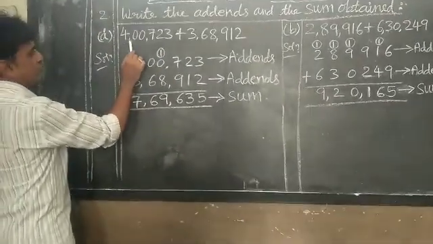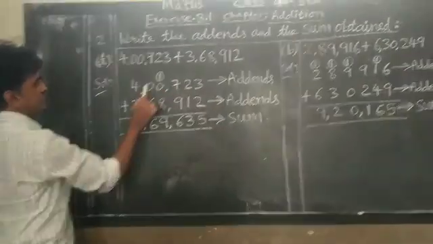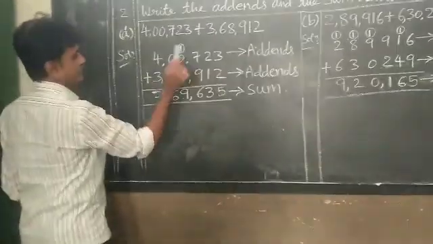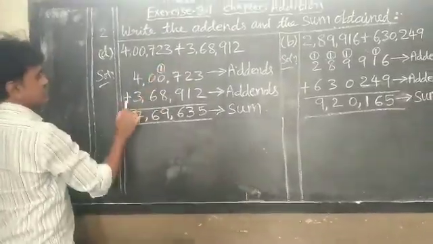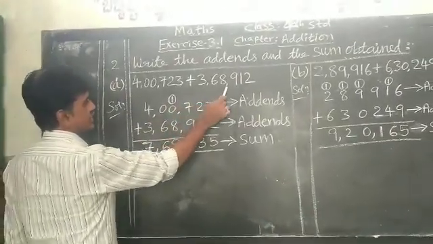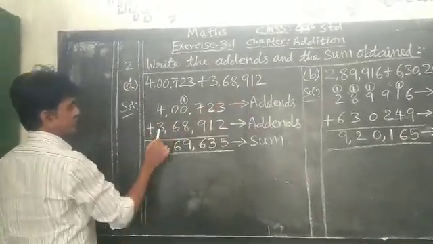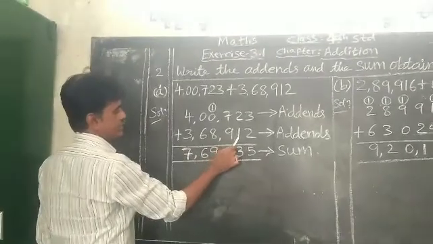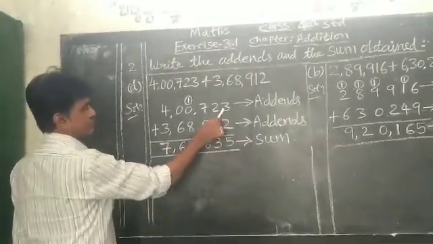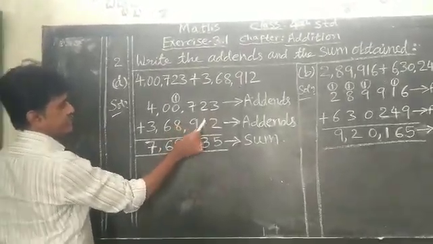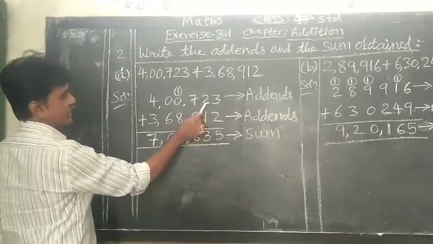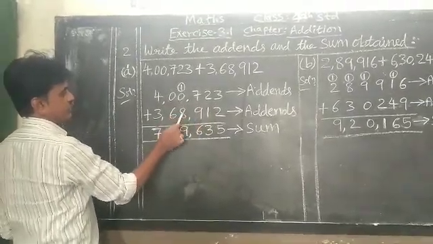So you have to add. First write this number, 4,723, then the plus sign. Next, 3,68,912. The digits must be one below the other according to the place value.